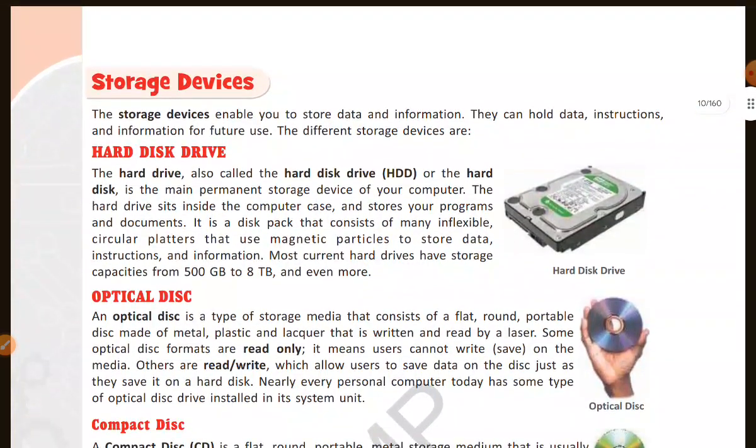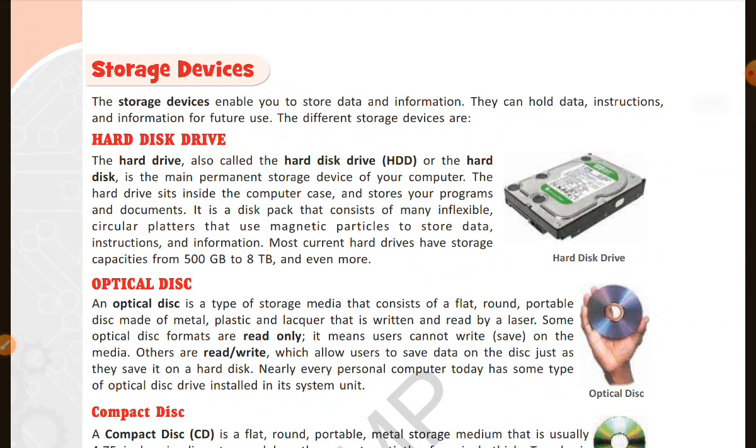The next ones are storage devices. Storage devices enable you to store data and information. You can hold data, instructions and information for future use. Storage devices are the devices that store the data or information for future use. Now, types of storage devices. The first one is the hard disk drive, or HDD.